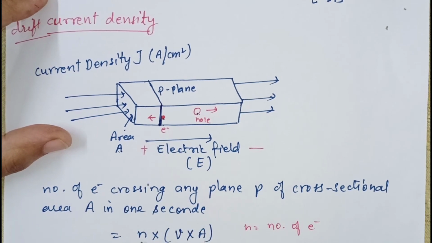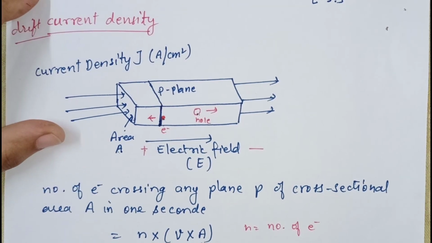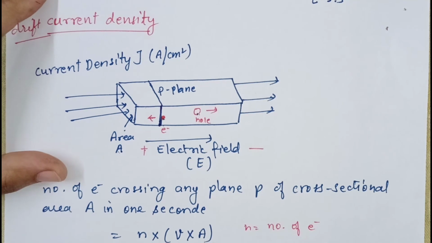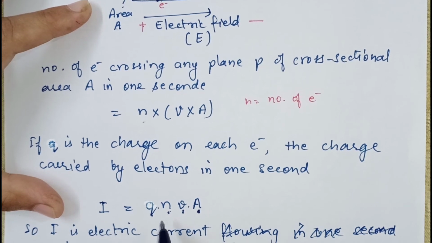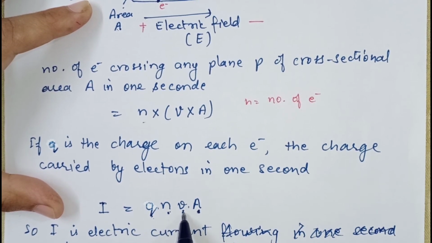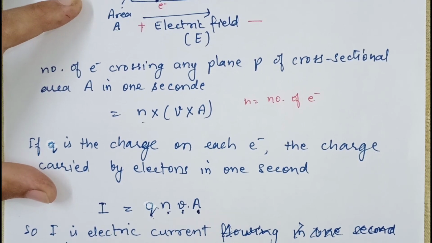So we can write n number of electrons into v drift velocity due to this electric field, and A is the cross-sectional area of this plane. So we can write this equation. Let q be the charge on each electron. So the current becomes charge on n number of electrons moving with drift velocity v and crossing the cross-sectional area A of plane P. So this is the electric current.